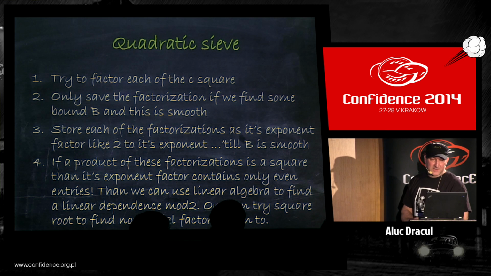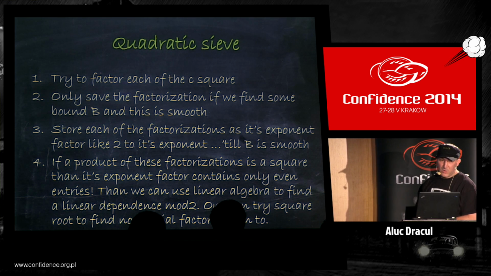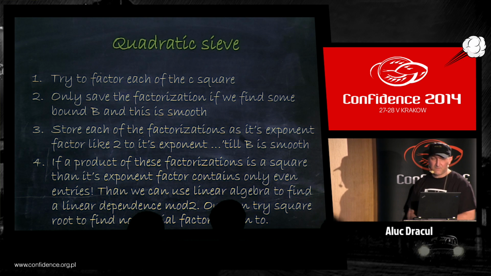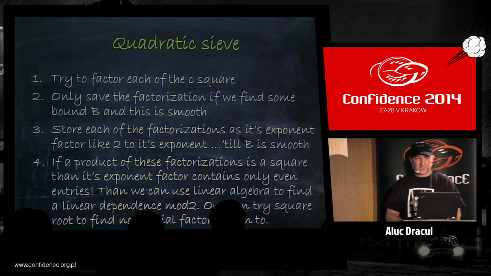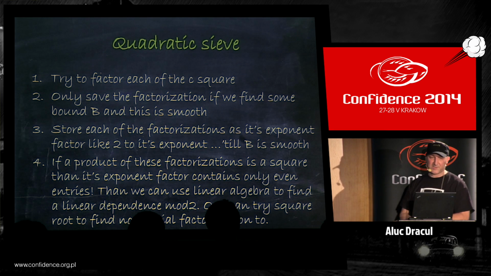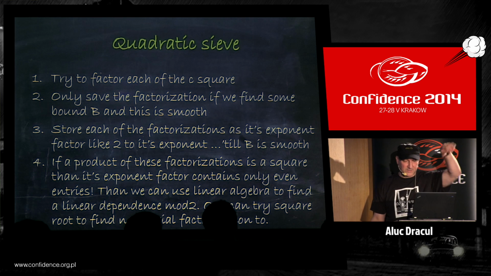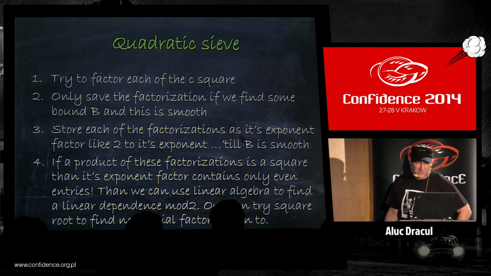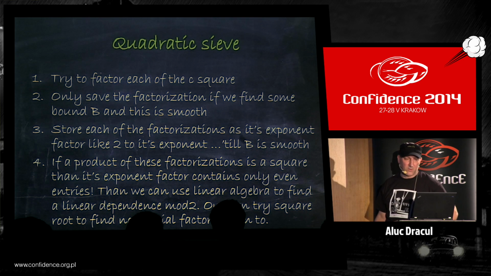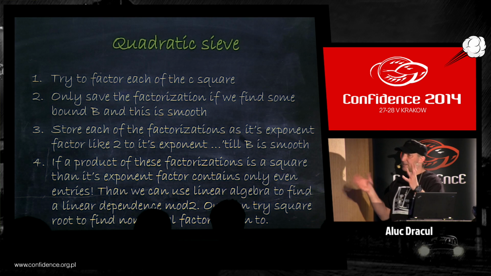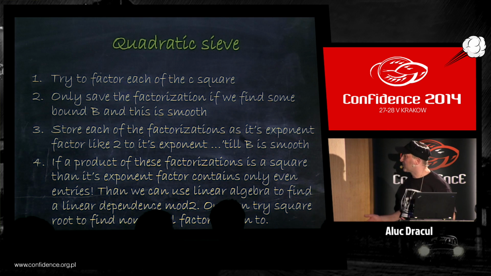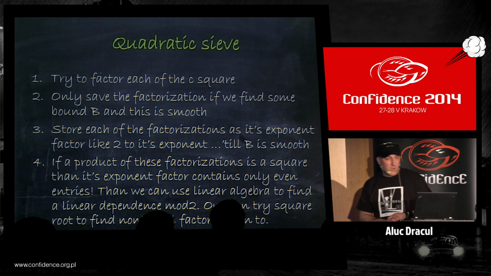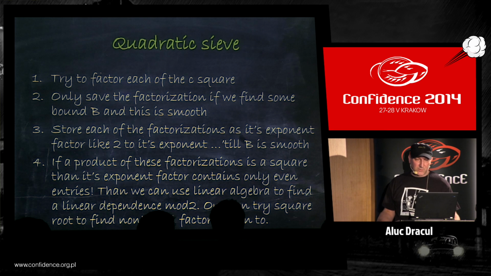So the quadratic sieve tries to factor each of the squares. Then you only save the factorization if you find some bound B for which it is smooth. Then we store each of the factorizations with its exponents, like 2 to its exponent, till B is smooth. The product of this factorization is a square if the exponent vector contains only even entries. And if we only have even entries, we can use linear algebra to find our linear dependency mod 2. Once we have one, we can take the square root to find a non-trivial factorization.